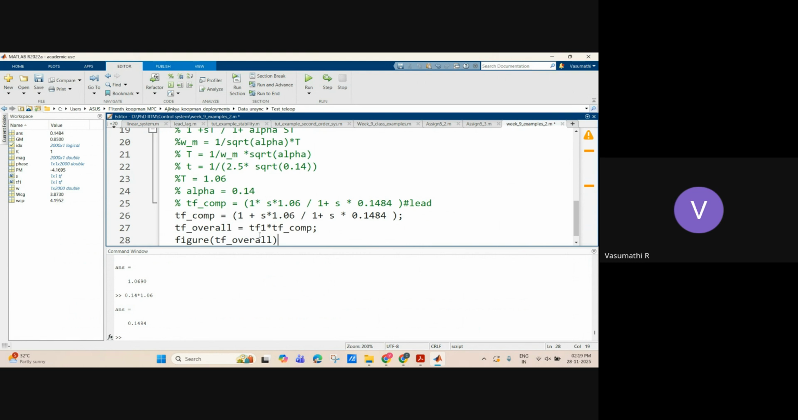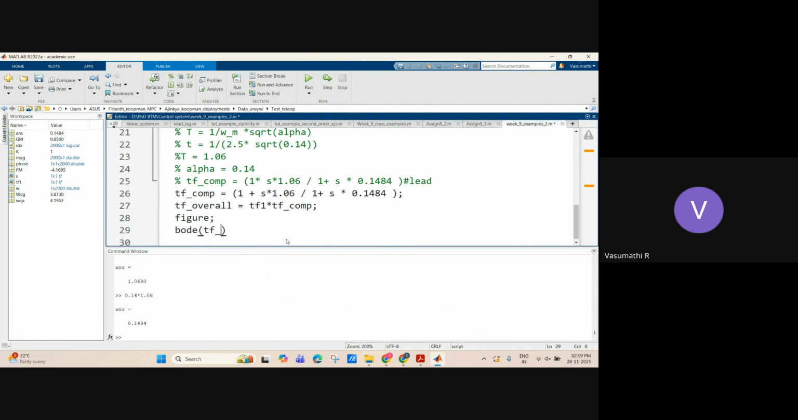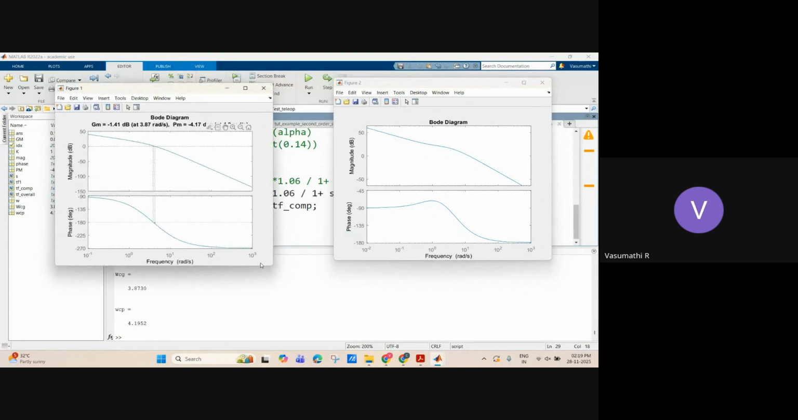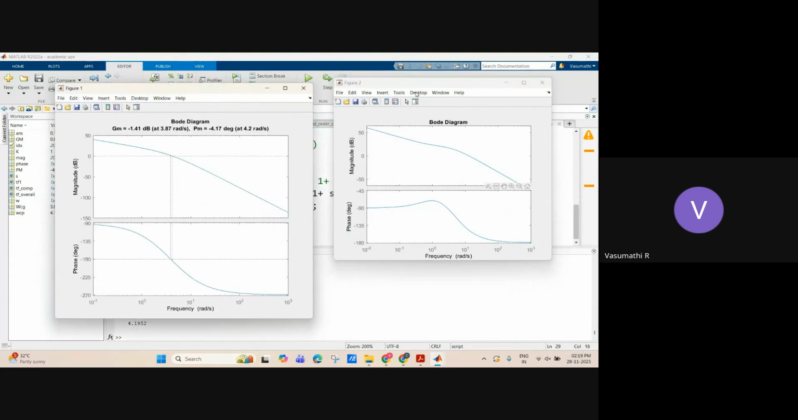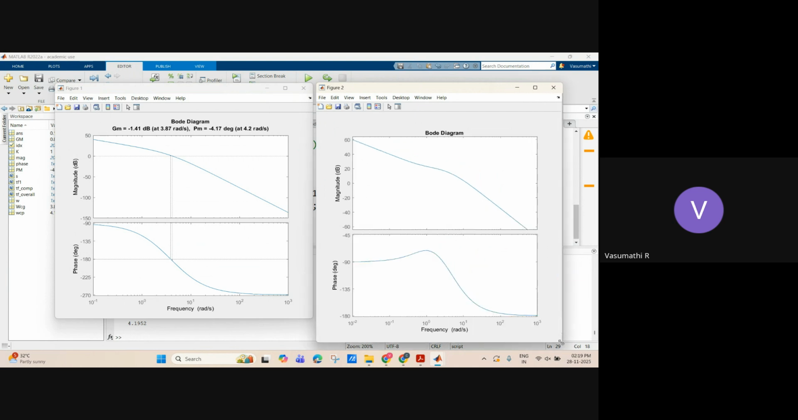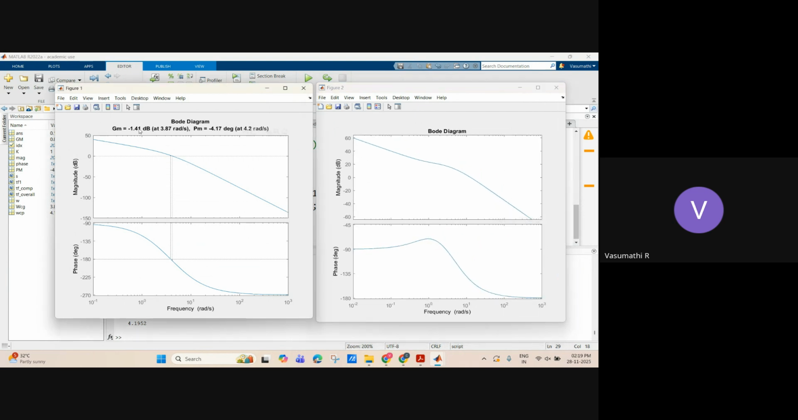Figure: Bode of T of overall. This is the old Bode for the uncompensated system, while figure 2 is the Bode plot for the compensated system. You can see the difference between these two. The gain margin and phase margin were mentioned here. Now I am going to put it for this.